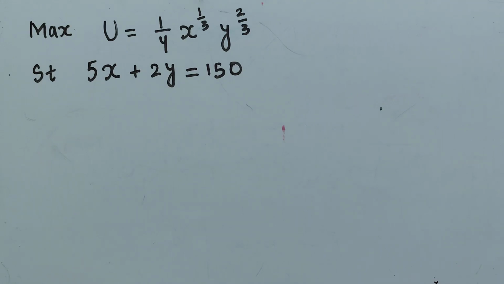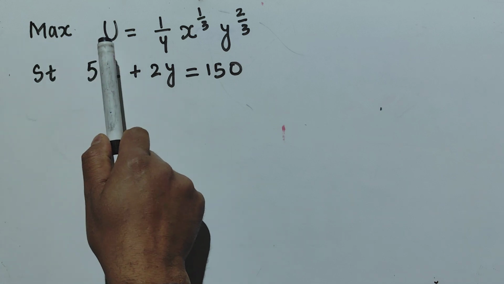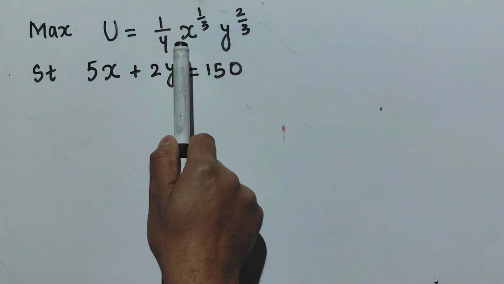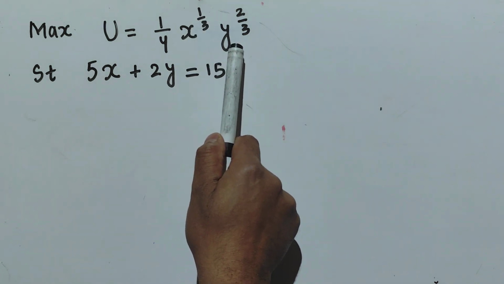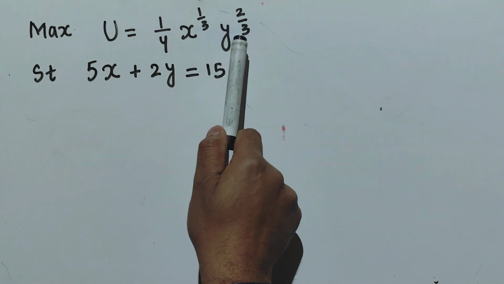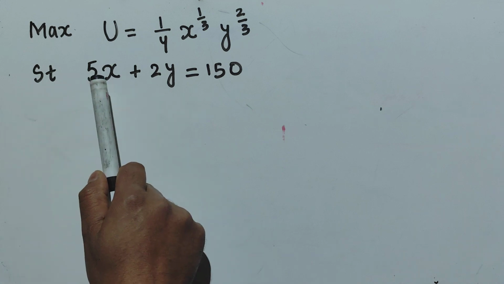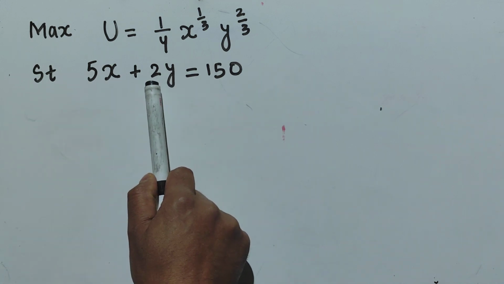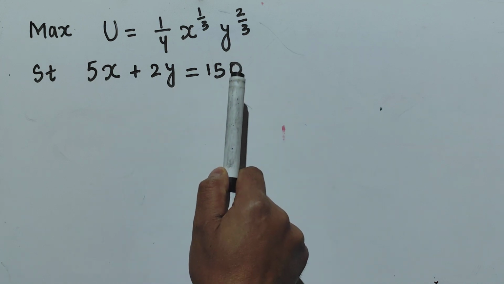How to solve a utility maximization problem. The question is, we have to maximize the utility function, that is U equals 1/4 times x raised to the power 1/3 times y raised to the power 2/3. X and y are the two goods such that 5x plus 2y equals 150. 5 denotes the price of good x, 2 denotes the price of good y, and 150 denotes the income of the consumer.